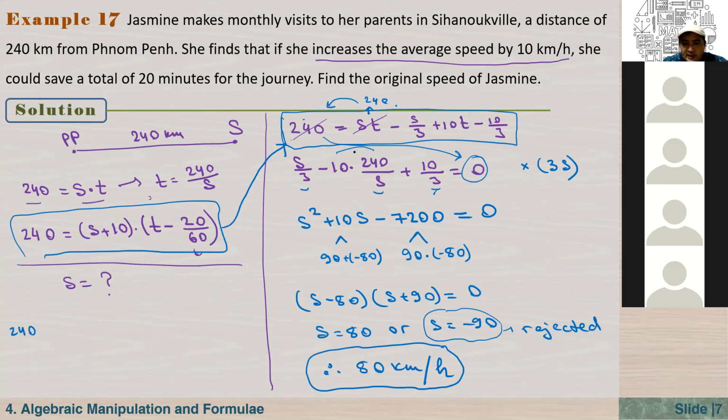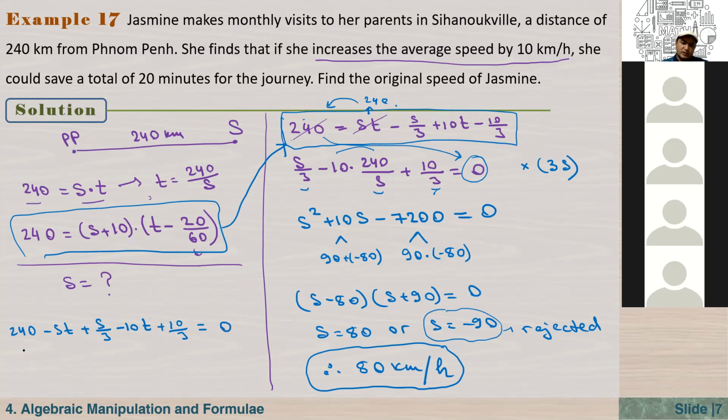240. Take st to the left, minus st. Take minus s over 3 to the left, it becomes plus s over 3. And plus 10t to the left is minus 10t, and minus 10 over 3 to the left is plus 10 over 3. Now, what is left on the right, Murat? Nothing. So nothing means 0.